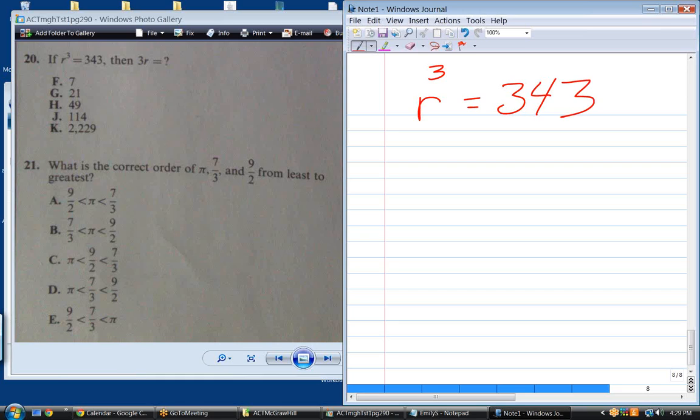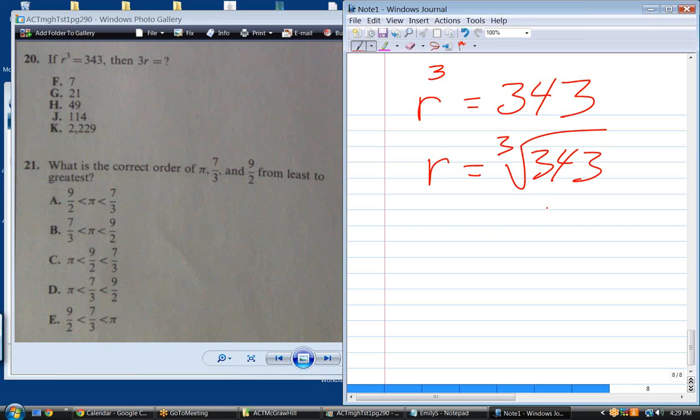All right. What if I said r squared is equal to 25? How would you get r? I would find the square root of 25, which is r equals 5. Okay, so when I say r cubed equals this number, how are you going to get r? You take the cube root. Okay, so r equals the cube root of 343.